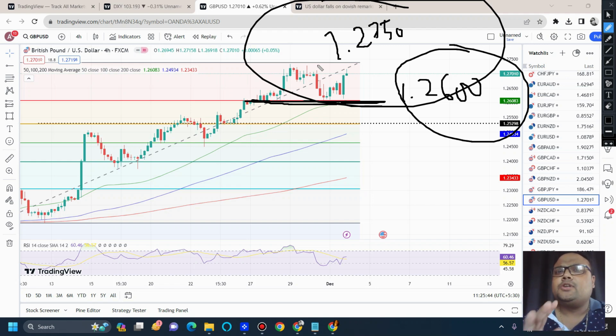And GBPUSD is not the perfect chart for day traders and scalpers. This is the chart where you need to take a buy at retracement and just sit and enjoy the ride.